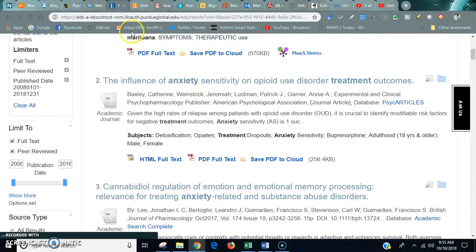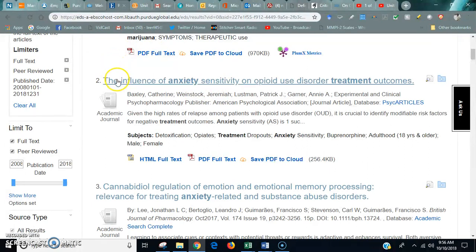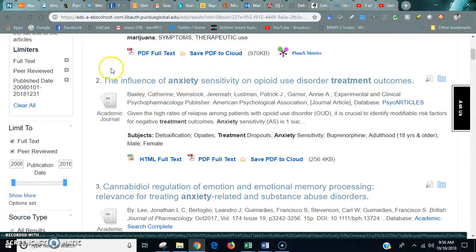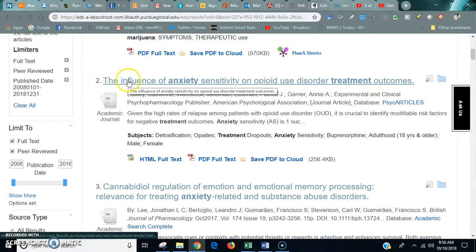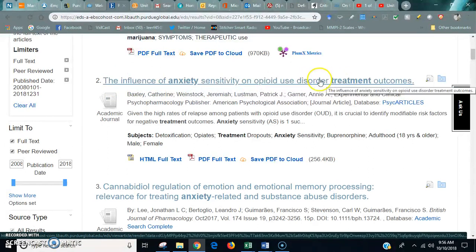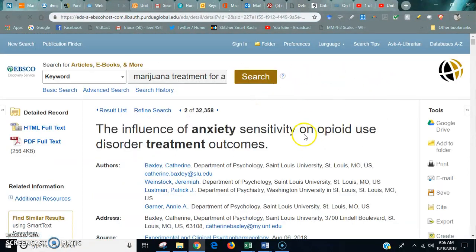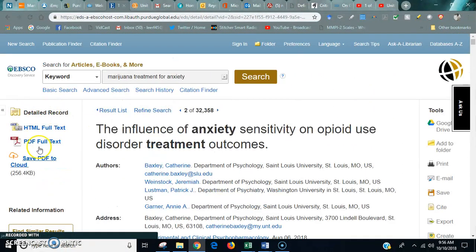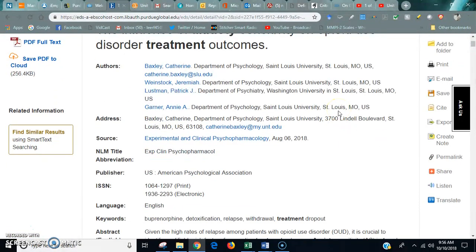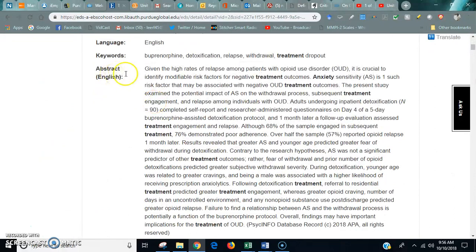Okay, how do you find a research article? There are certain words that you're going to look at, but unfortunately the only way that you're going to be able to find a research article is if you go into it and look at the realities of these articles. So let's look at the influence of anxiety sensitivity on opioid use disorder treatment outcomes. Now, that is a great title and probably a research article, because they're looking at outcomes and they're showing you what their variables were. This one has the PDF, so that's fantastic. Makes it easy. Let's look at the abstract.